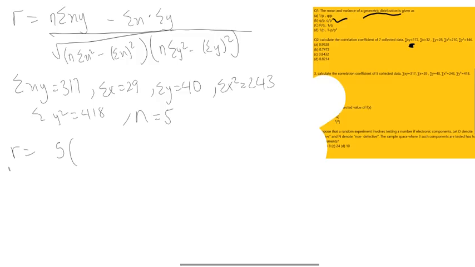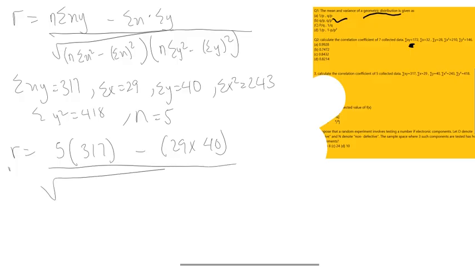So let's solve. We have 5 times summation xy, which is 317, minus summation x, which is 29, times summation y, which is 40. We have everything all over. We draw our root. Then we have n, we open our brackets first. So we have 5 times summation x squared, which is 243, minus summation x all squared, which is 29 squared. We close our bracket, then you open another one. So we have n multiplied by summation y squared, which is 418, minus summation y all squared, so we have 40 square. You close your bracket. So now let's do this.